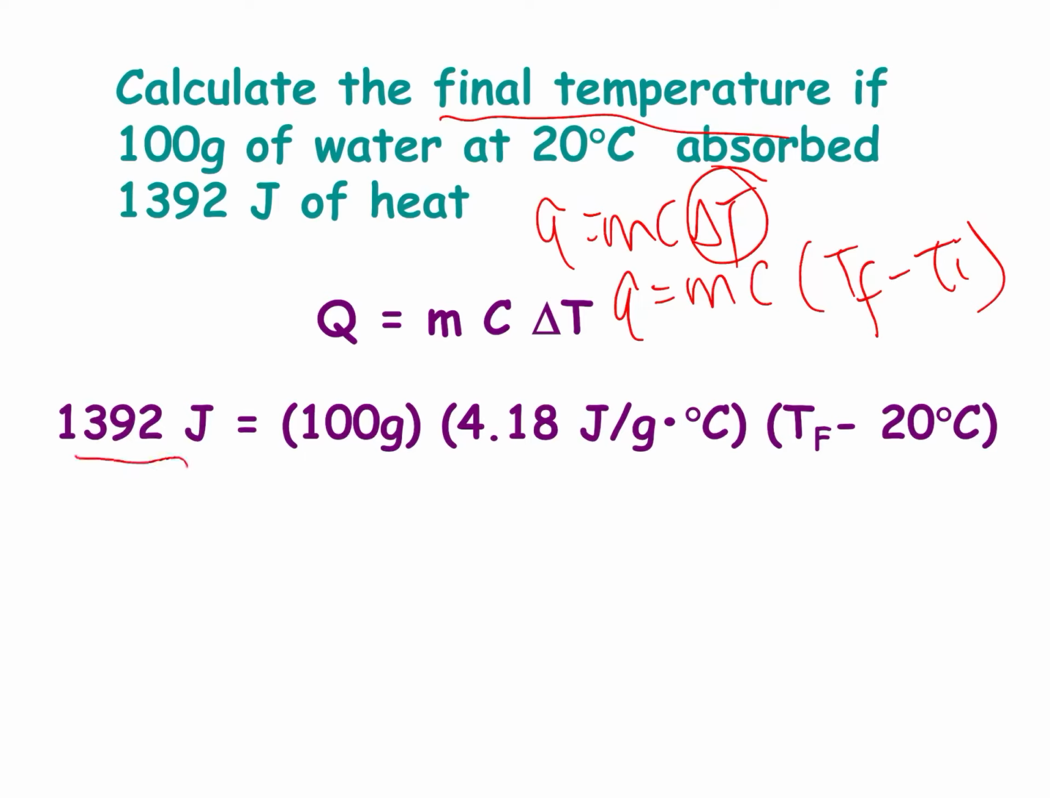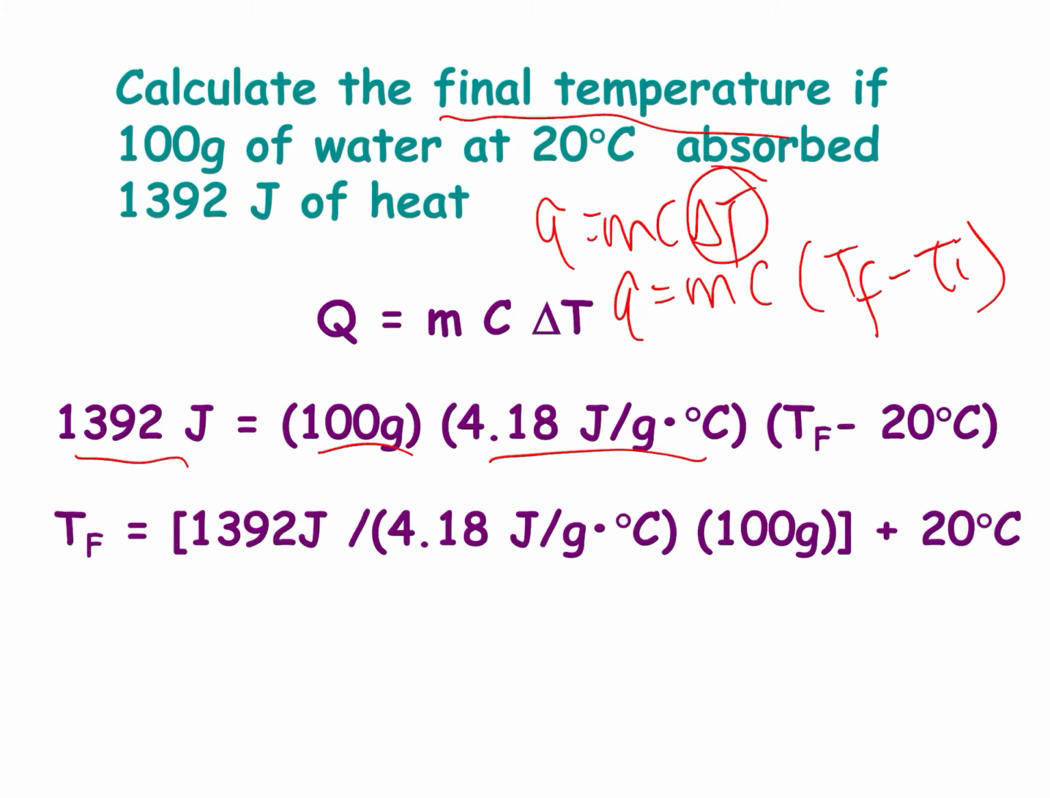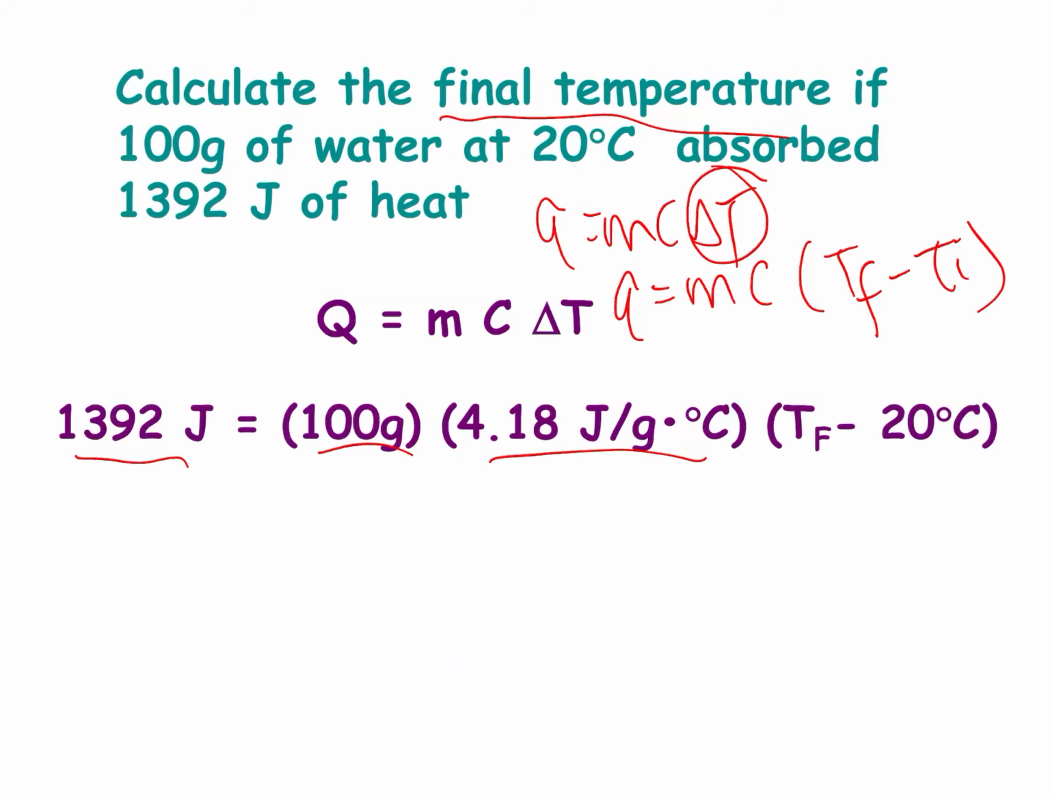So see what I did. Here's my Q. Here's my mass. Water's specific heat was not provided to me, but I know that since it's water, it's on reference table B. I'm looking for T final. So what I would do first is multiply 100 times 4.18. That looks a little crazy. Here are those two things multiplied, and then you would just get, you know what, I'm going to go back. I'm going to leave it here because I think that looks confusing.